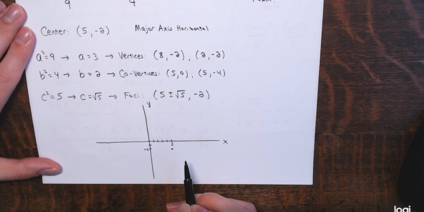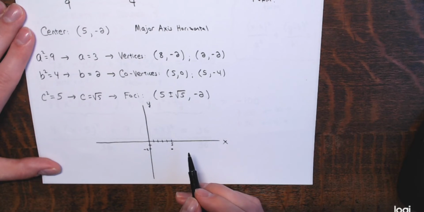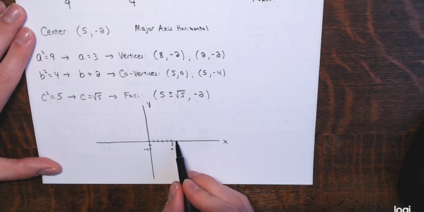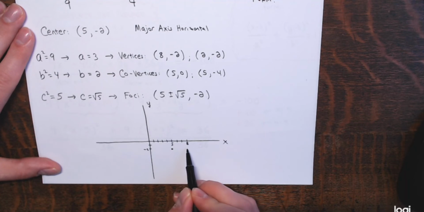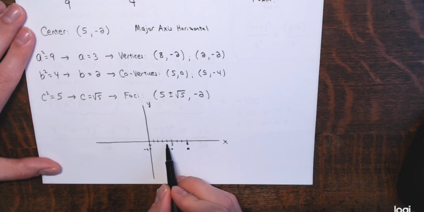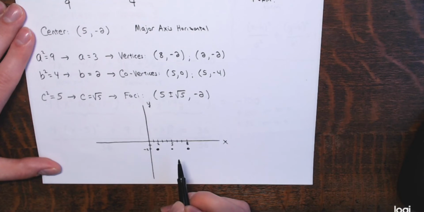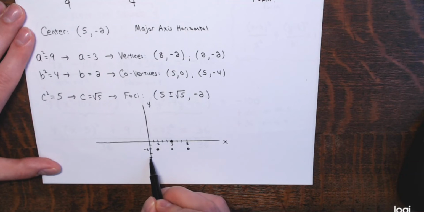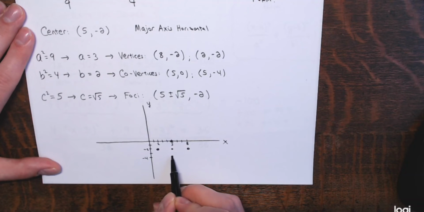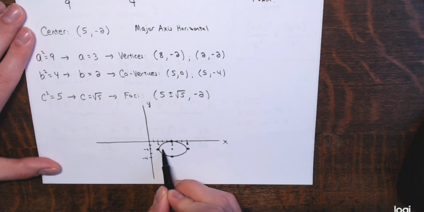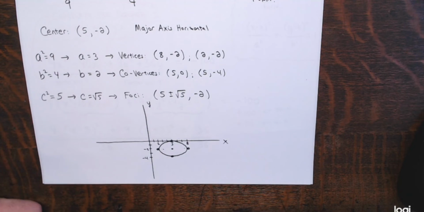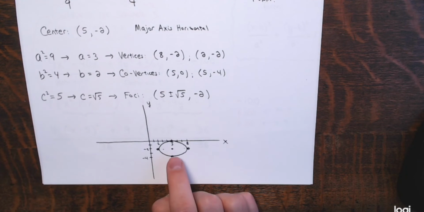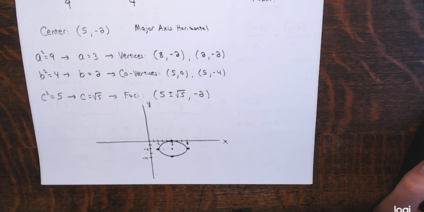The vertices were 3 to the right and left of that. So 8, negative 2, and 2, negative 2. And then 5, 0 and 5, negative 4, 2 above and 2 below the center. And there's your graph. And the foci will be on the major axis somewhere. You can plot those yourself. But 5 plus the square root of 5, comma negative 2, and 5 minus the square root of 5, comma negative 2. But something like that.